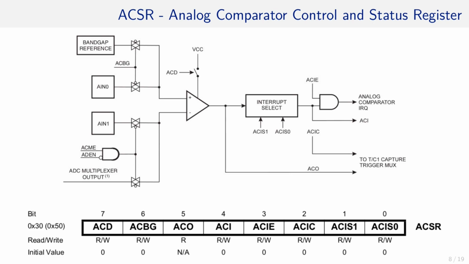The ACSR is the configuration and status register for the comparator. First, as usual, we have the main switch ACD, which is here in the block diagram. Please keep in mind that ACD stands for Analog Comparator Disable. Therefore, writing a 1 to this bit turns the comparator off. By default, and after a reset, the analog comparator is active.